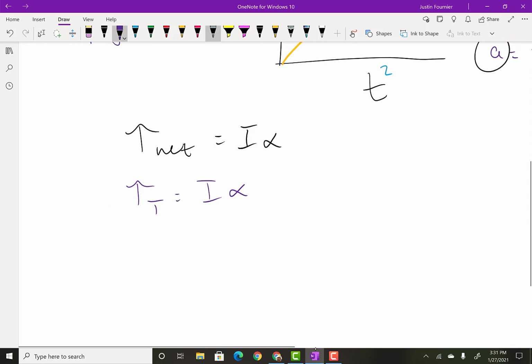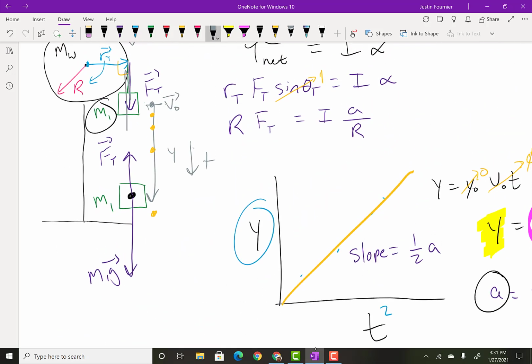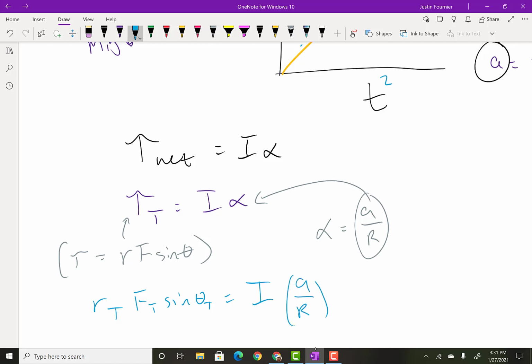So then, using torque = R F sine theta as the definition of torque, I'm going to plug that in there. This is going to be R_T F_T sine theta_T equals the moment of inertia multiplied by alpha. I know that alpha is the linear acceleration over R, and in this case it's capital R, because the linear acceleration is happening on the edge of the disk. So all of that I'll check out as being at the radius. So I could plug that in there: this is going to be A over R.